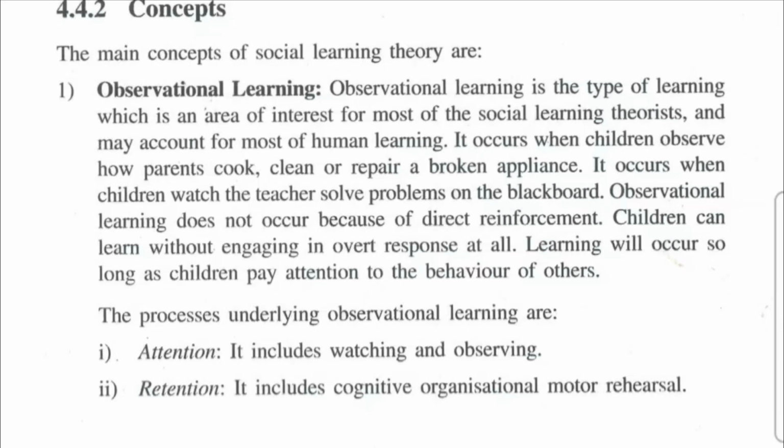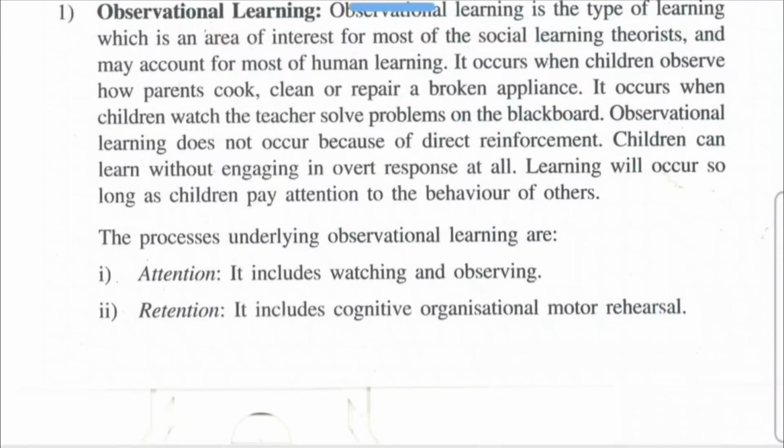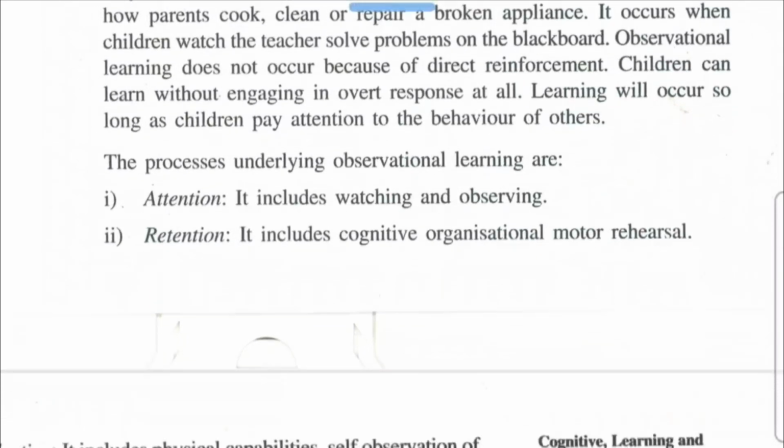It occurs when children observe how parents cook, clean, or repair a broken appliance. It occurs when children watch the teacher solve problems on the blackboard. Observational learning does not occur because of direct reinforcement. Children can learn without engaging in overt responses at all. Learning will occur as long as children pay attention to the behavior of others.